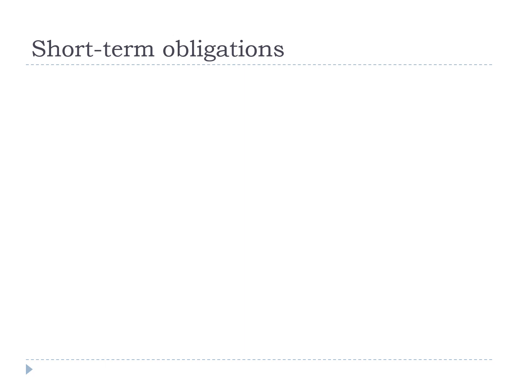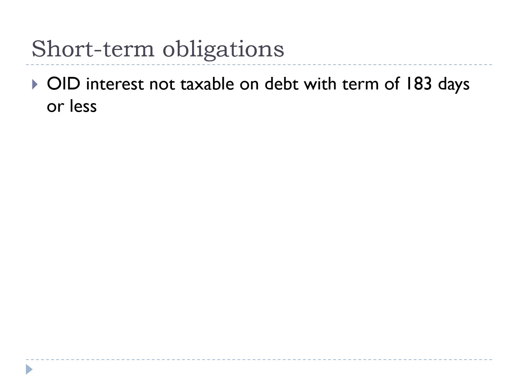An exception exists from taxation for short-term discounted obligations. If an original issue discount obligation has a term of 83 days or less, then the interest income on that obligation is not taxable.